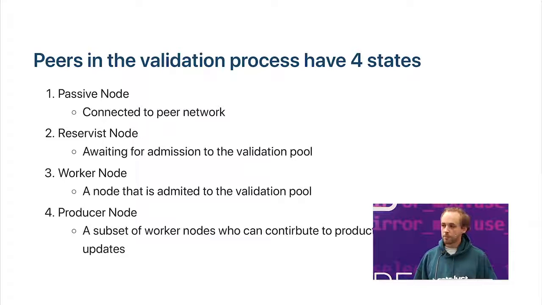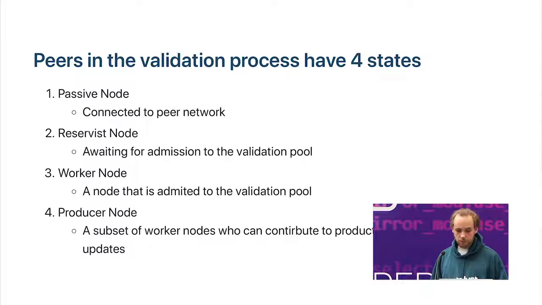You can either be just a passive node. A passive node is just someone who's connected to the network. They could be wanting to create transactions, broadcast transactions, relay transactions to other people, but they could also just be people who want to interact with the services of Catalyst Network. You could just call them an observer, essentially, of this network.